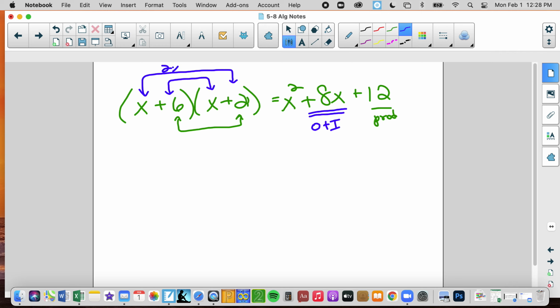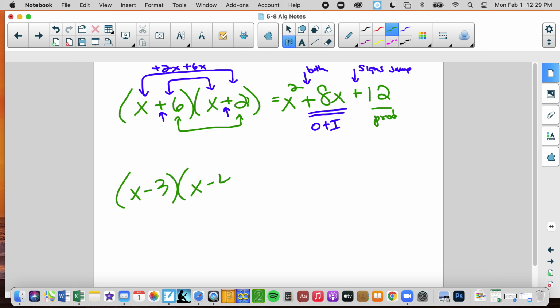That would be 2x plus 6x. And since these signs are the same, we know that the outside and the inside are going to have the same signs. That's positive 2x and positive 6x. So of course we're going to get a bigger positive. When we look at this trinomial, we go, oh, the signs are the same and they're both positive. When we have a situation like this, we know that produces x squared minus 7x plus 12.